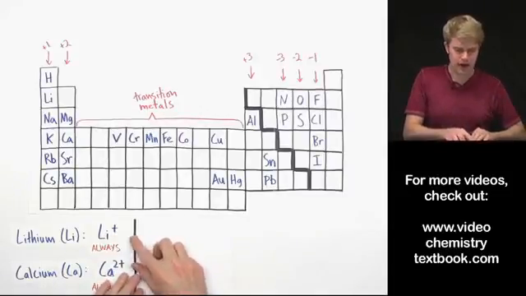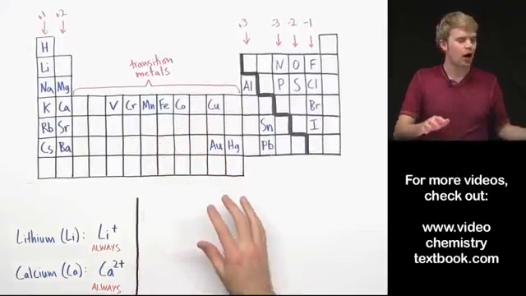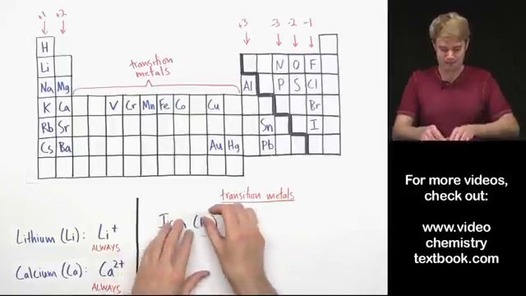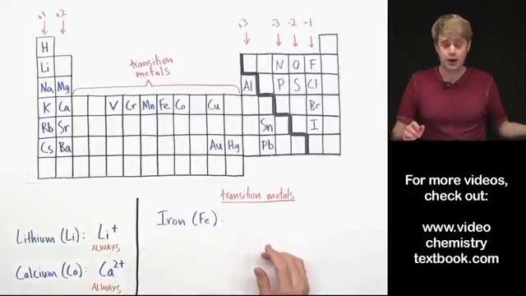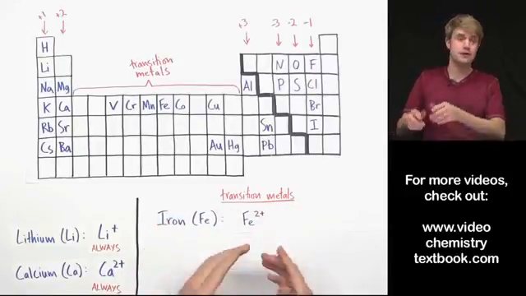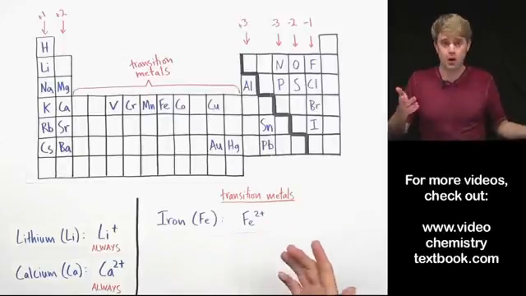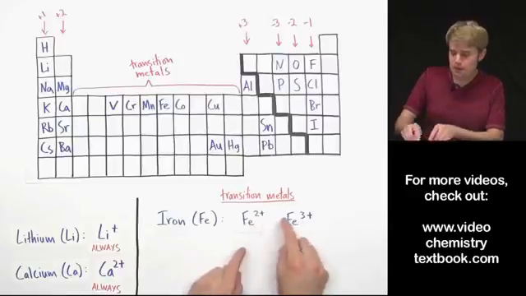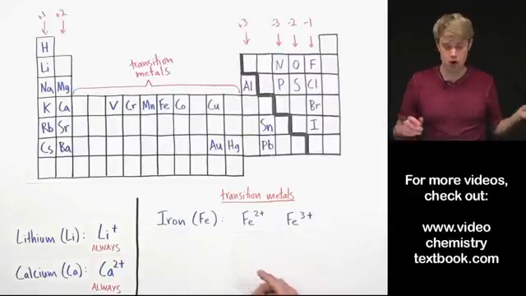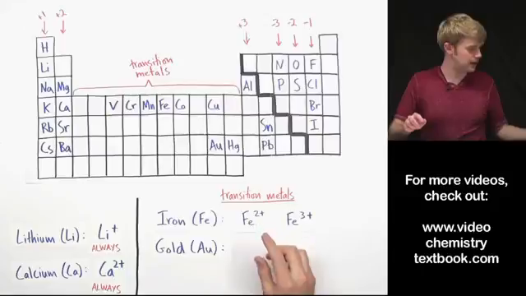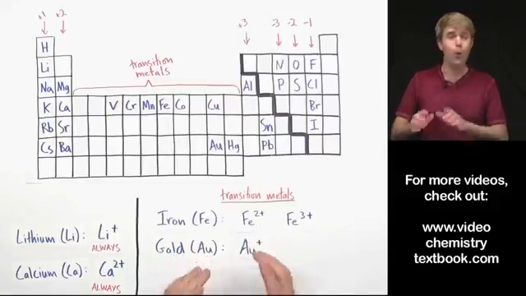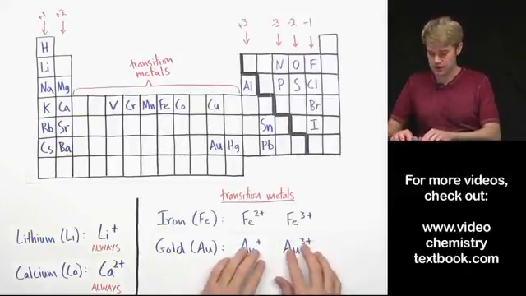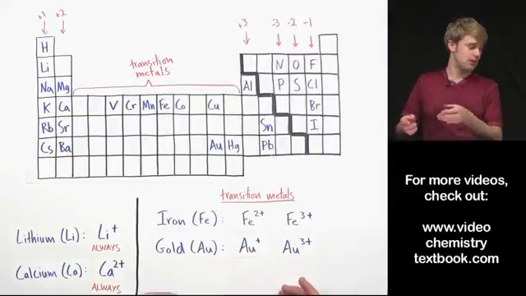On the other hand, transition metals are a little bit more loosey-goosey about things. Iron, Fe for example, can make an ion that's 2+, but it can also make an ion that has a 3+ charge. So it's able to make both these types of ions. Gold, which is another transition metal right here, can make Au1+ with a 1+ charge, or it can make a type of ion that's Au3+.